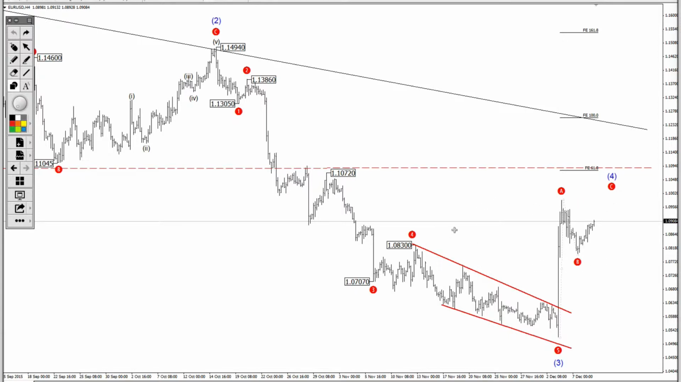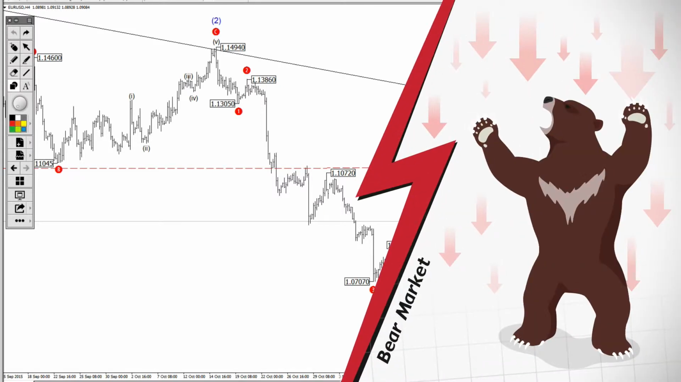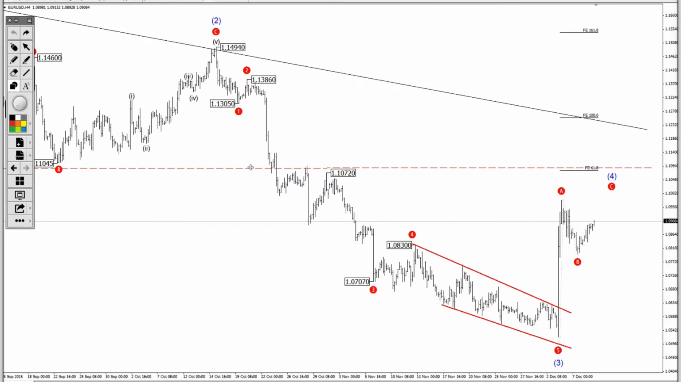If we get a strong move to the downside, then this can give us a stronger signal that the bears are back in charge and we can expect a lot more downside. But let's see first how this develops. What will be the structure and the direction for this pair.